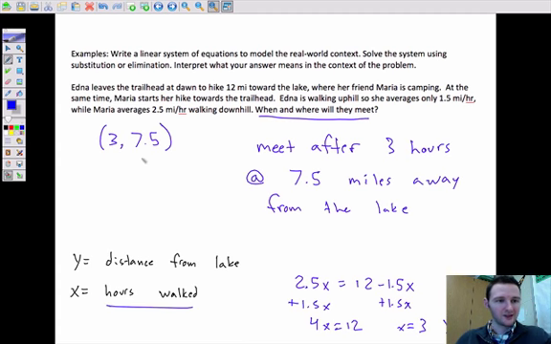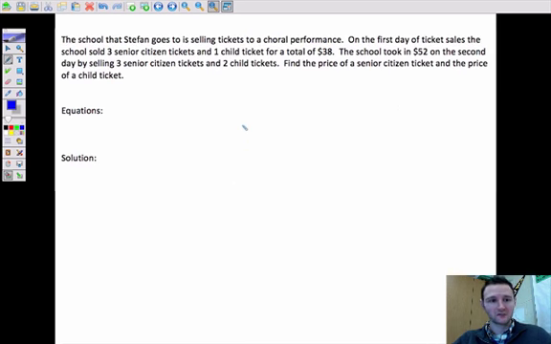All right. These are the two parts. You need a solution and you need an interpretation of that solution to actually answer this question. Okay? Our second example, and this example lended itself really well to substitution. Our next example is going to work very well with elimination.